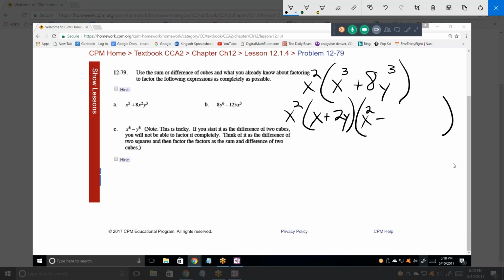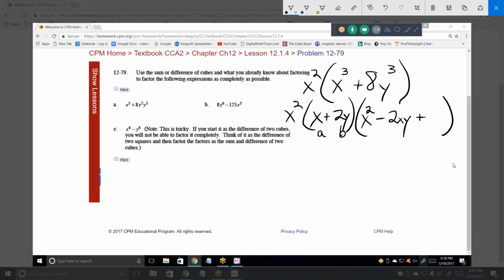Minus 8x. No, it's ab. A is that term, b is that term. So it's just 2xy. And then the final term is b squared.